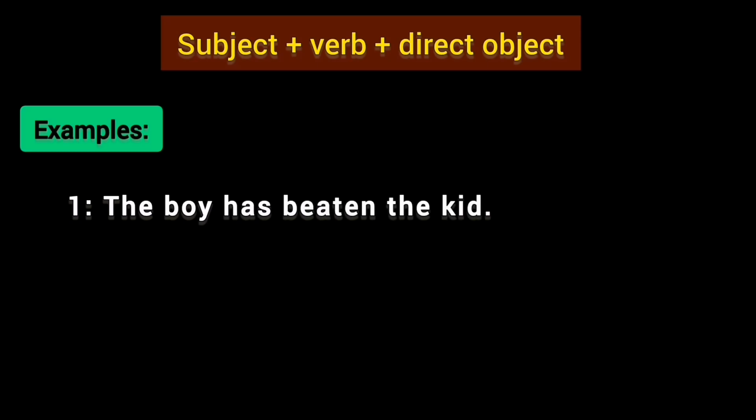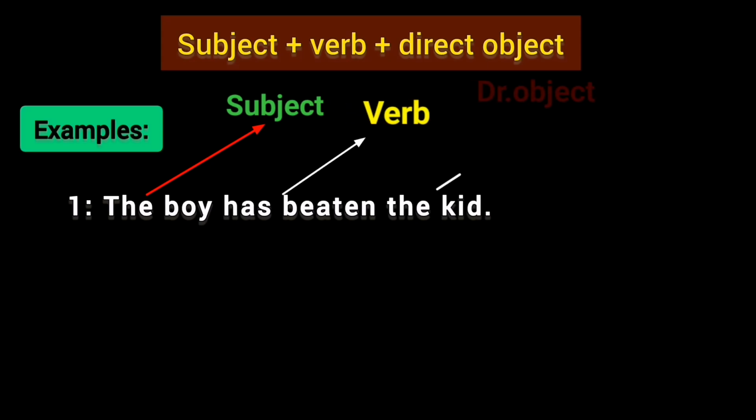The boy has beaten the kid. Here in this sentence, the boy is the subject, and has beaten is a verb phrase, and the kid is the direct object. As I said, a direct object is a thing or person which receives the action of the verb directly. So let me ask you, who has received the action of beating directly? The simple answer is, the kid. You can see this is another pattern of sentence.